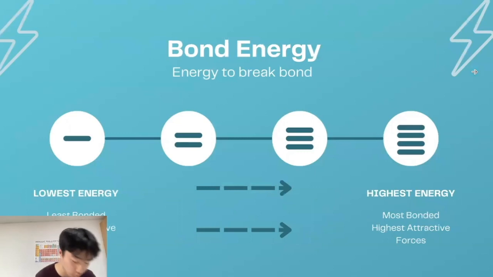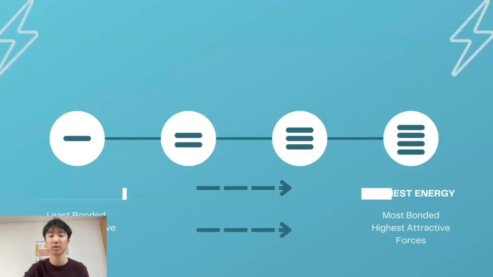Now, bond energy, right? Bond energy is directly correlated to bond order. They are actually directly proportional, right? So the higher the bond order, the higher the energy, because the bond energy is the energy needed to break a bond. And if you have a higher bond order, the attraction is greater, right? Attraction between these two atoms is greater than attraction between these two because of more bonds. So you need more energy to break the bond. As you increase in bond order, the bond energy increases as well.